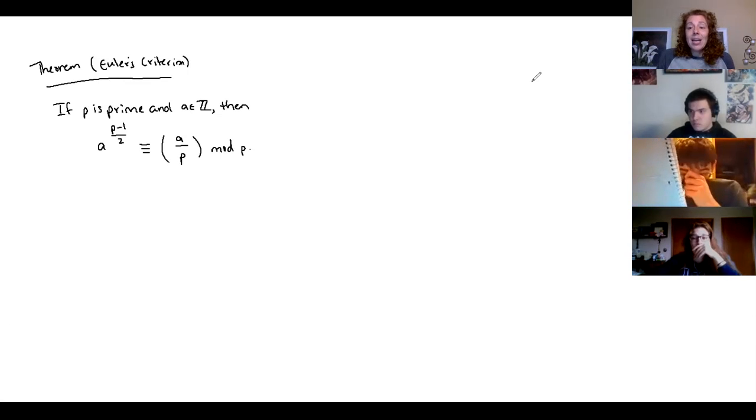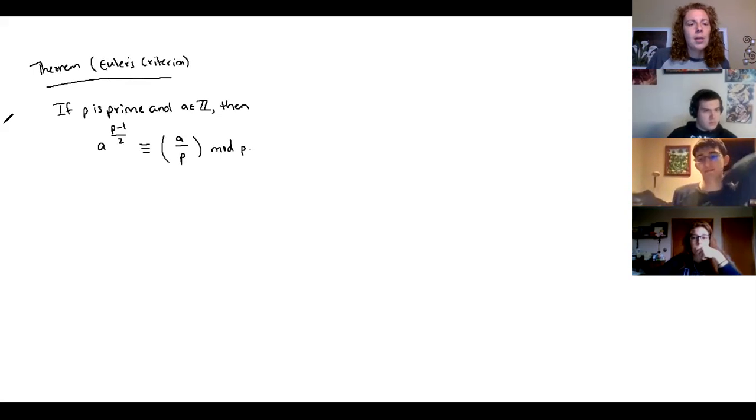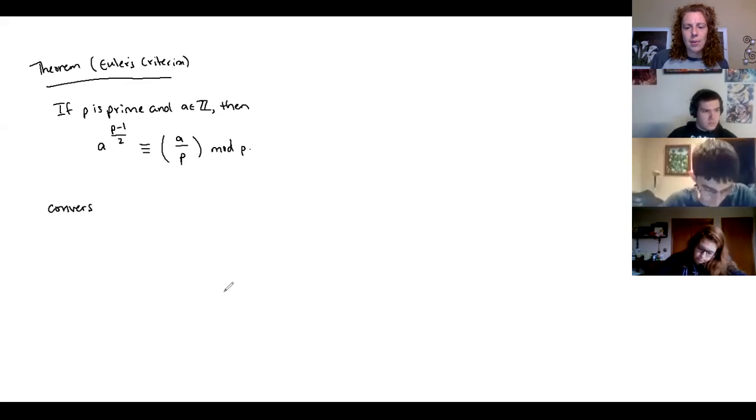This is not at all helpful right now for a primality test because it starts with the hypothesis if P is prime. And we don't know whether a number that we're trying to do a primality test on is prime or not. So we're going to look at the contrapositive, which is always true, and the converse, which is sometimes true. Let's do the contrapositive first.